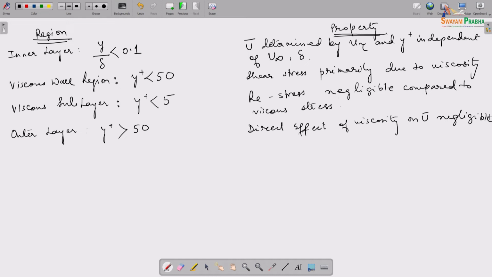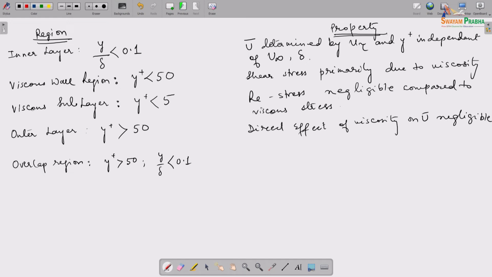Now let's talk about the overlap region. We said y plus is greater than 50, and y by delta is less than 0.1. So this is the overlap region. This is 50, and y by delta is less than 0.1. So this is essentially the region of overlap between the inner and outer layers at high Re. That's all.